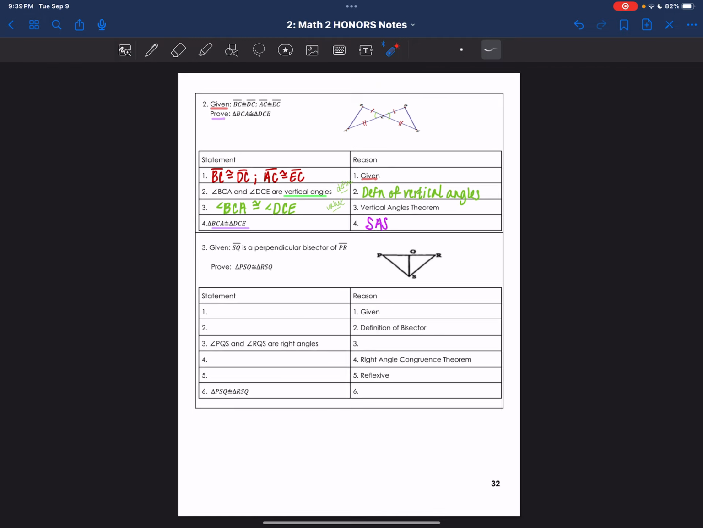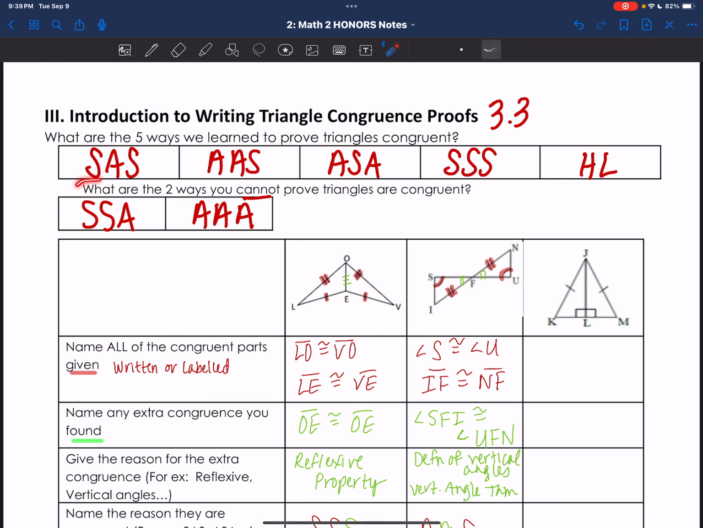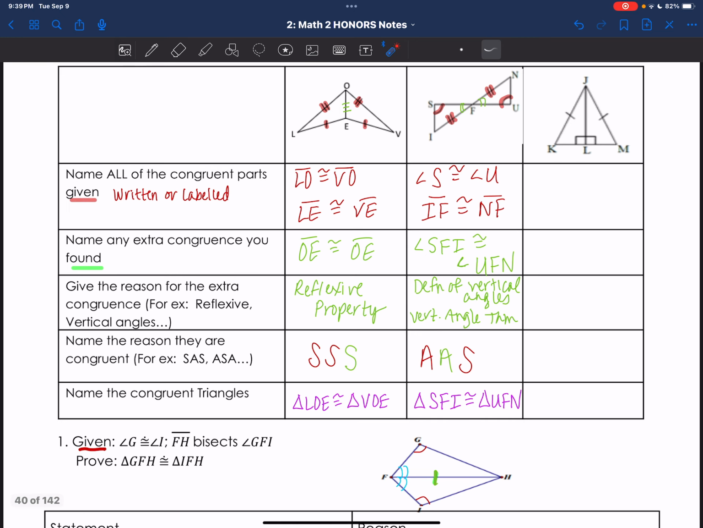All right, and it looks like that is it. So just remember, you want to make sure you know these: side, angle, side; angle, side, angle; angle, angle, side; side, side, side; hypotenuse, leg. And then you go given, found, reason, and then give your side, angle, side, and then lastly, name the triangles. And that's how you do your proofs.